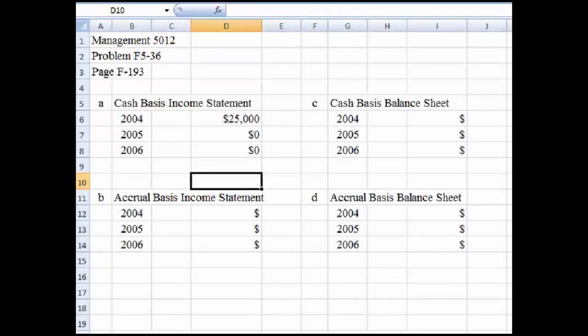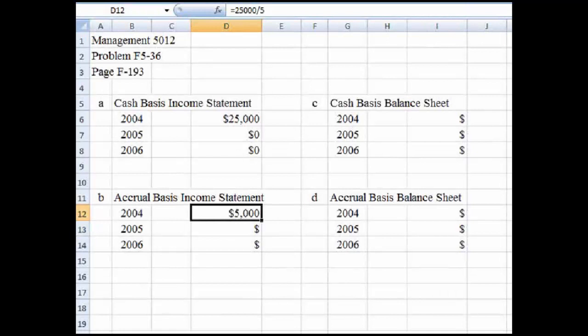Requirement B asks for the same analysis using the accrual method of accounting. To accomplish this, the annual depreciation will need to be calculated. To do so, the net cost of the machine is divided by the number of years of estimated life. In most circumstances, the net cost would be calculated by subtracting any estimated residual value from the cost of the item. In this case, there is no residual value, so the net cost is $25,000. Divide that $25,000 by 5 years, and the annual depreciation is $5,000 per year.